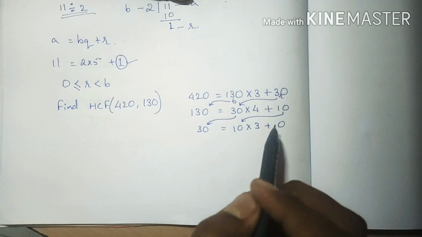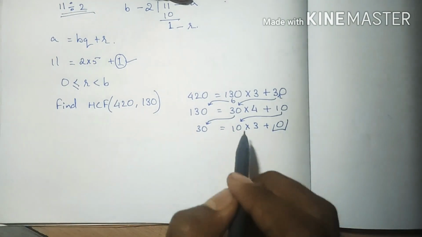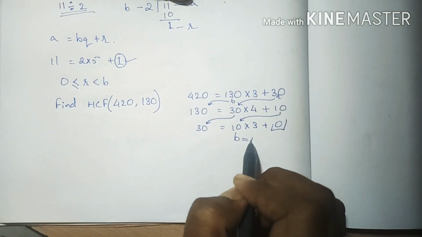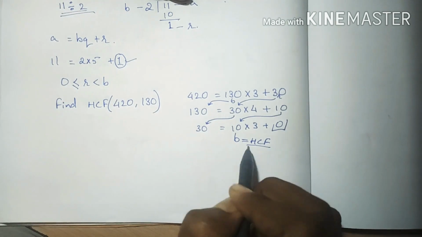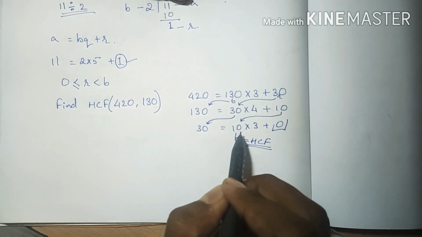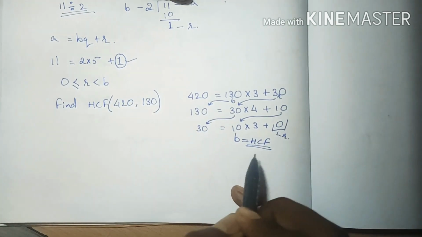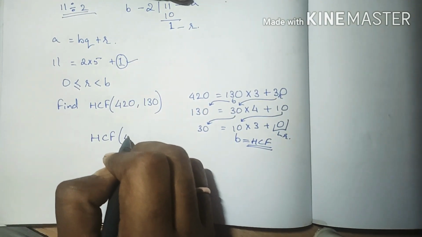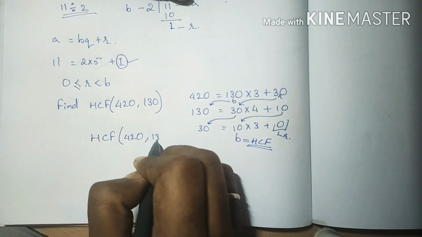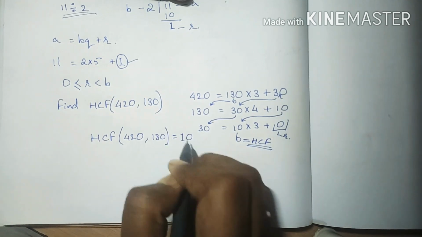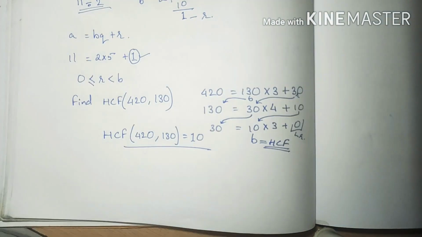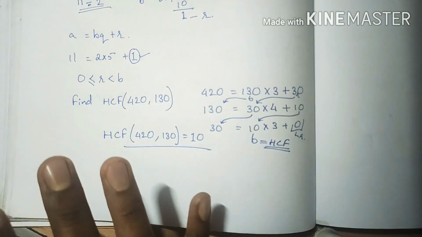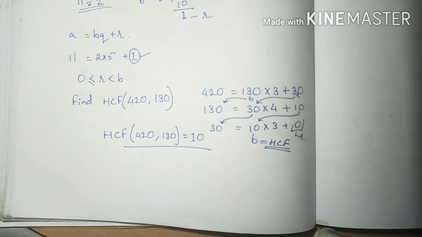And the step where we get 0 as our remainder, the B of that step will be the HCF of these two numbers. Okay, the B of that step where we get remainder as 0 will be the HCF of these two numbers. So HCF of 420 and 130 is how much? That is 10, right? I'll be explaining the presentation part of this question in the exercise itself.